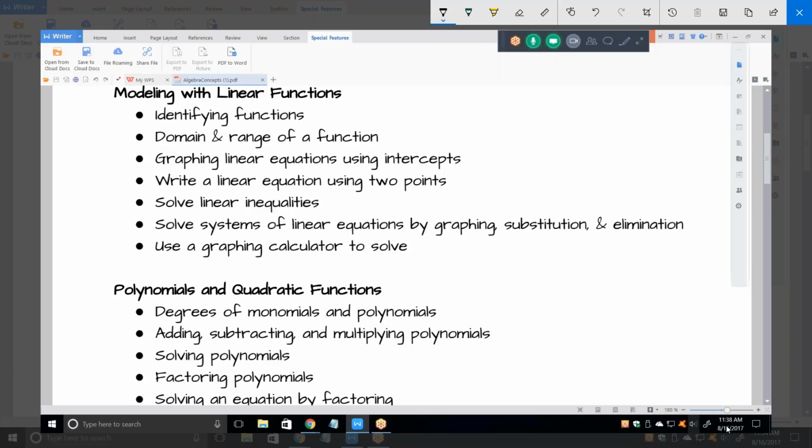That's probably the most difficult question you're going to face regarding domain and range, where there's a radical sign. Just make sure that if it's in the numerator, make everything inside the radical greater than or equal to 0. If it's in the denominator, make everything inside the radical sign greater than 0.